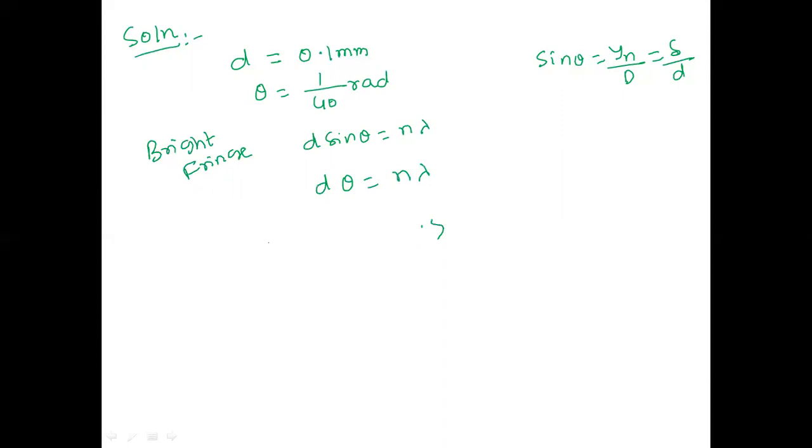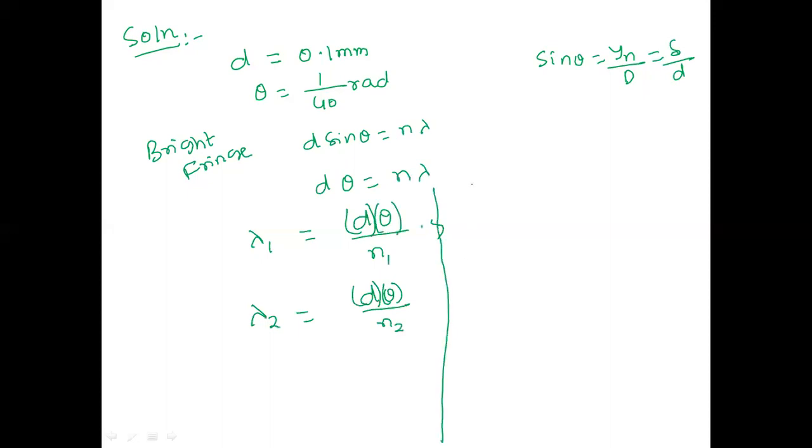So lambda 1 equals d theta by n1. d and theta are constants, the only variable is n. And lambda 2 equals d theta by n2, d multiplied by theta. So lambda 1 equals 0.1 into 10 power minus 3 into 1 by 40 by n1. This I can write as 10 power minus 4 by 40 n1.